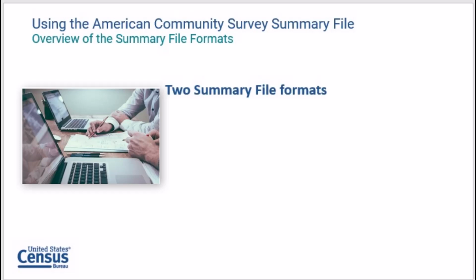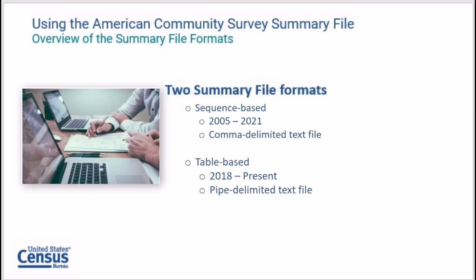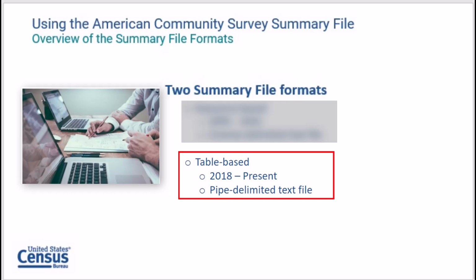Previously, there were two formats for the ACS summary file: sequence-based and table-based. However, that changed with the release of the 2022 ACS data. We now have one format going forward, the table-based format. The table-based format is available from 2018 to present. We changed to this format because it is much simpler for data users.